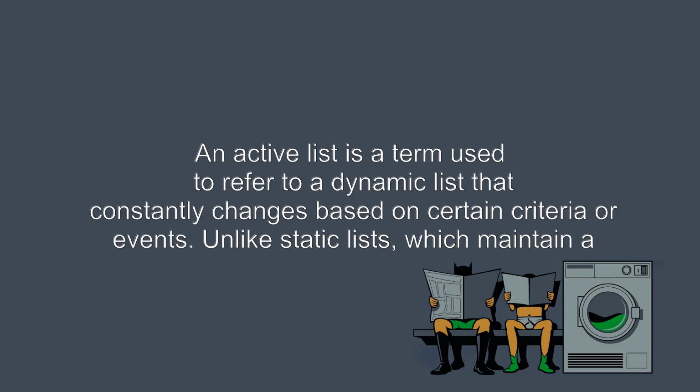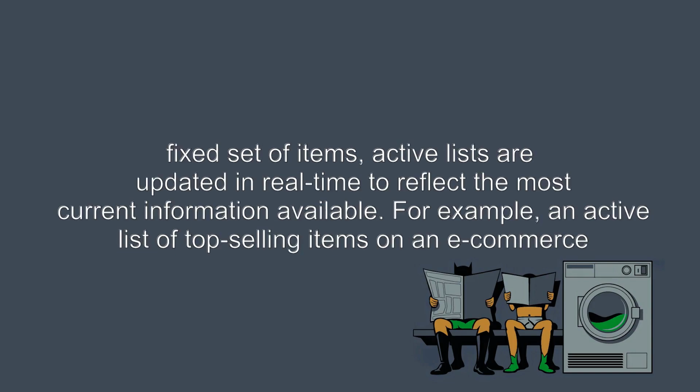An active list is a term used to refer to a dynamic list that constantly changes based on certain criteria or events. Unlike static lists, which maintain a fixed set of items, active lists are updated in real time to reflect the most current information available.